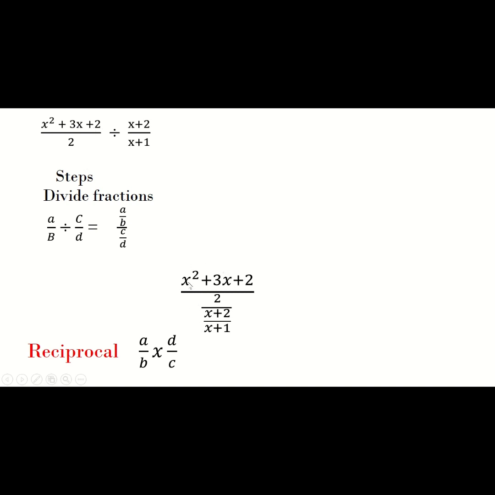As you can see here, in the same way on the left side, we have (x squared plus 3x plus 2) divided by 2, and the whole thing divided by (x plus 2) divided by (x plus 1). We didn't do anything. We just put it in this form that you can see on the left side. And the reciprocal, what we do, it became a divided by b times d divided by c. As I said, the top became the bottom, so we turn it upside down, if you can say.